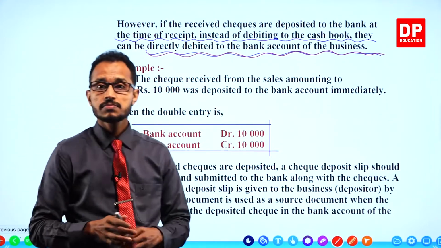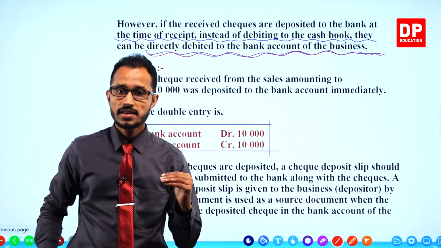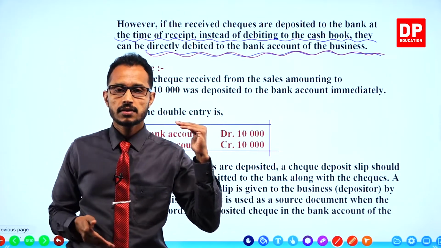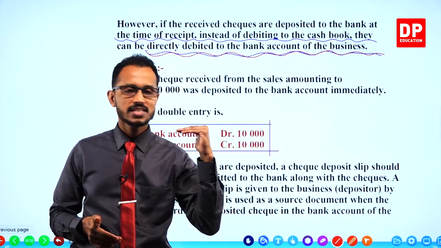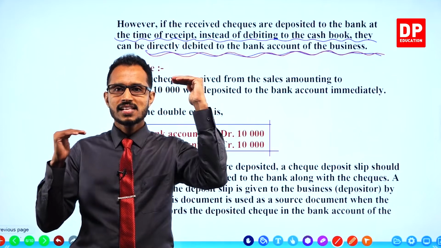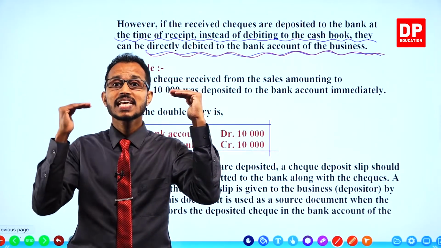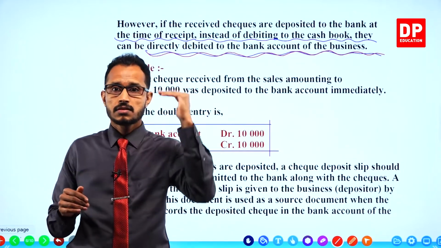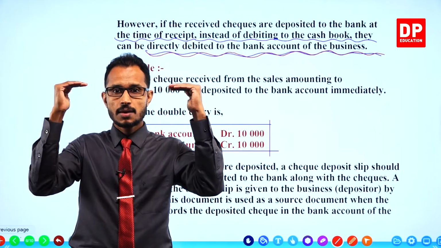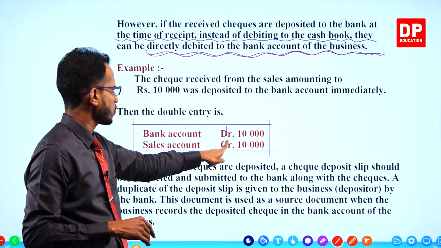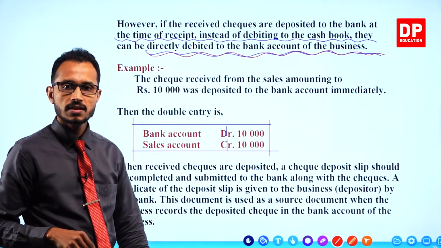Bank money increases because a check is going to the bank. So the bank balance increases: bank debit. Sales income increases at the same time because it's a check received from a sale. Asset increases, debit. Income increases, credit. Debit, credit.